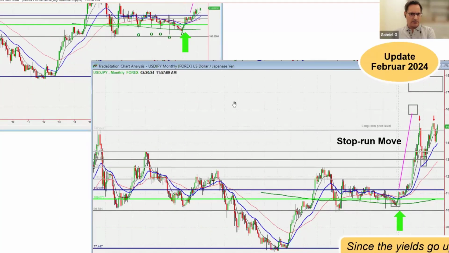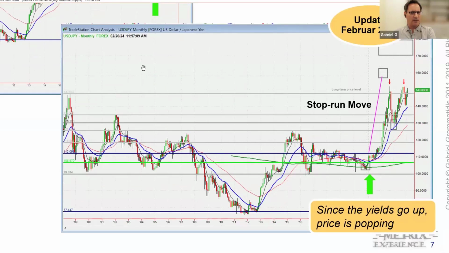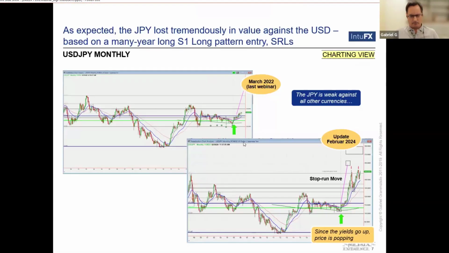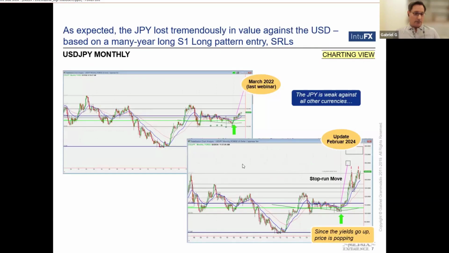This is a webinar I gave in 2022 at the same time at the Institute, Vanthorpe Institute. We were right here, right? And I was talking about that something like this is going to happen, and it happened, and we see the Bank of Japan stepping in. Well, this is the US yen chart. The yen is weak, right, against all currencies.